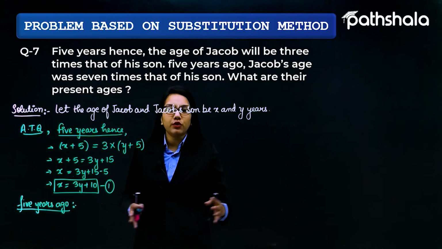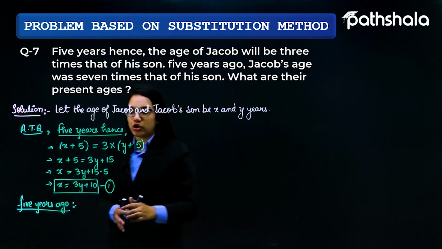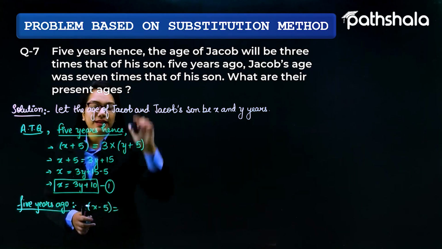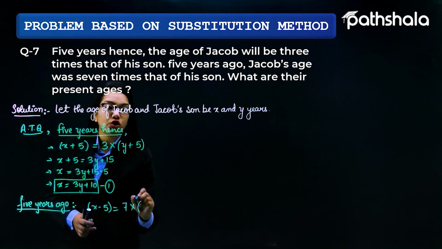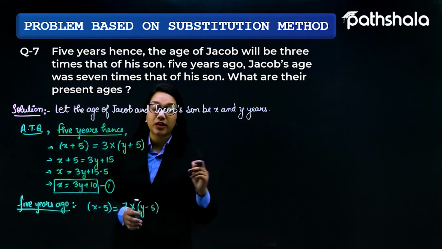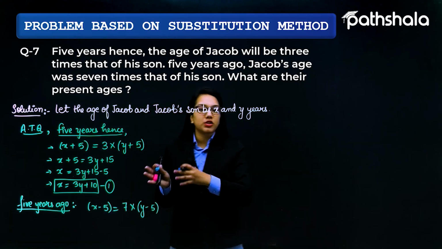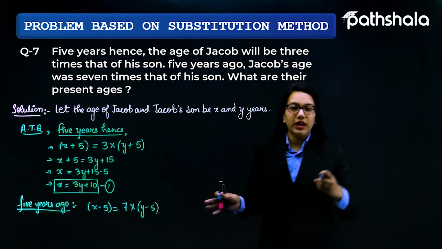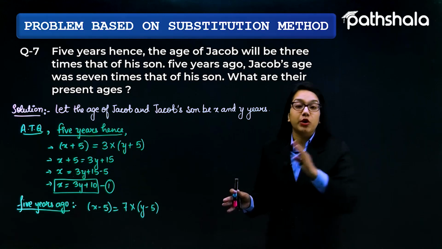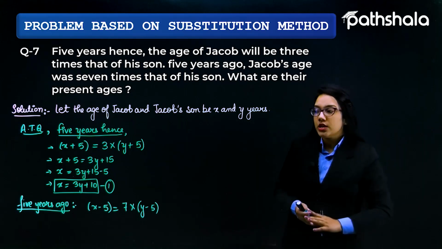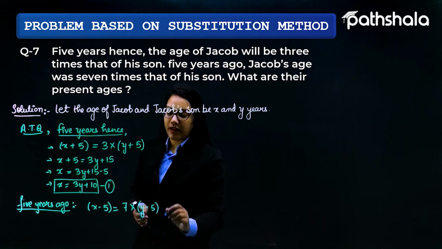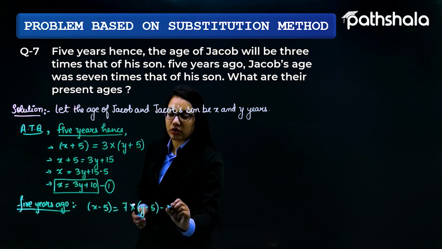According to the question, Jacob's age, x minus 5, is 7 times his son's age, which is y minus 5, because we are talking about the past. For example, if right now the age of Jacob is 10, 5 years ago his age would be 5, because 10 minus 5. So x minus 5 is equal to 7 times y minus 5. Let's take this as equation number 2.